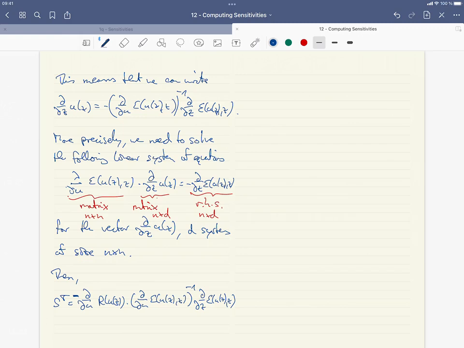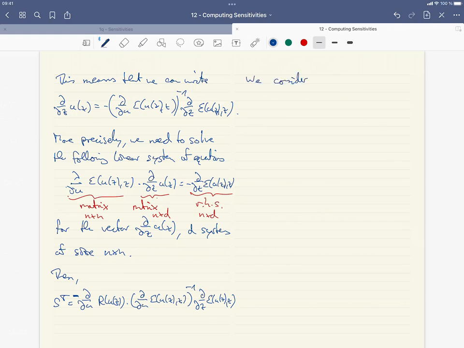Now comes the trick, actually. So what I have to do is I have to solve d systems of n by n each. And remember, we assumed that d, the dimension of the input or the number of input variables, is large. So I need to do something if this is large. And the trick is quite simple. It's called the adjoint method. And on this level, I can explain it easily.